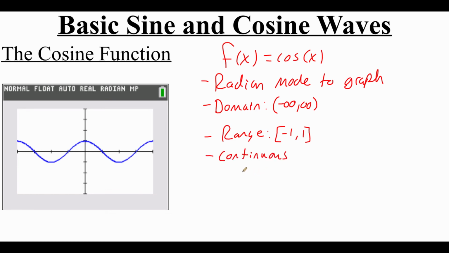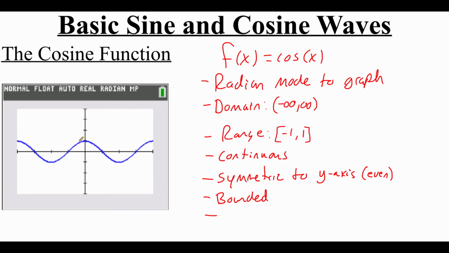Now, as far as symmetry goes, this graph is symmetric to the y-axis. And that makes this an even function. Now, this graph is also bounded above and below. And our absolute maximum, the highest point on our graph, occurs at 1. And we also have an absolute minimum at -1.